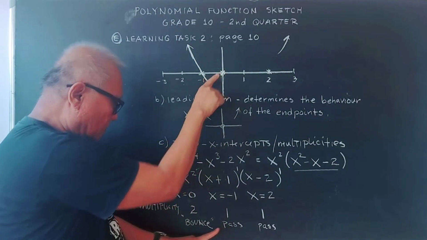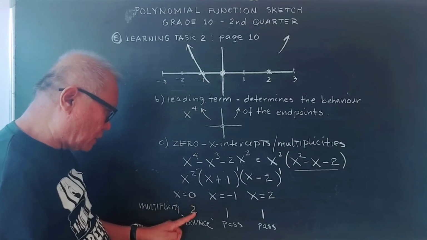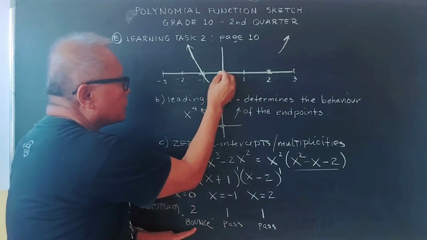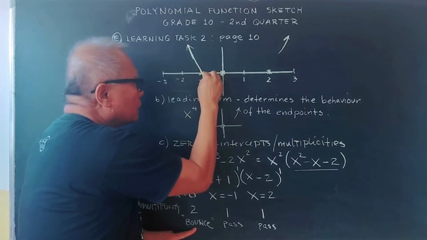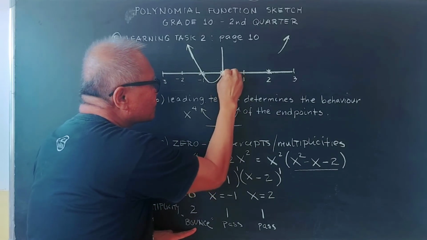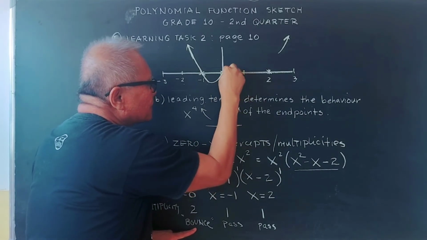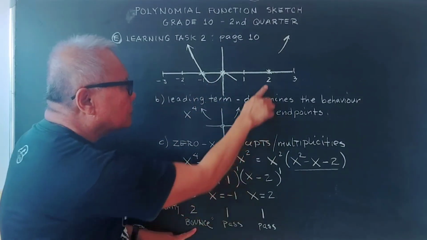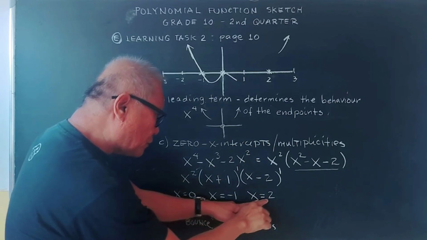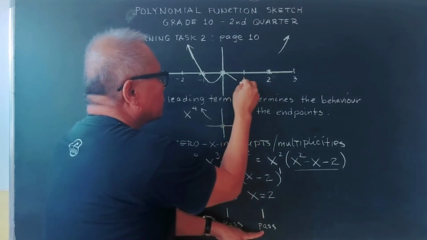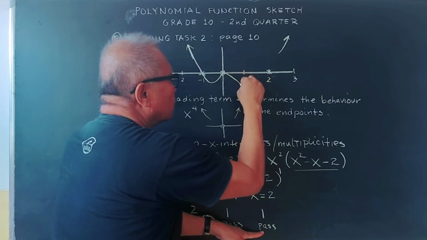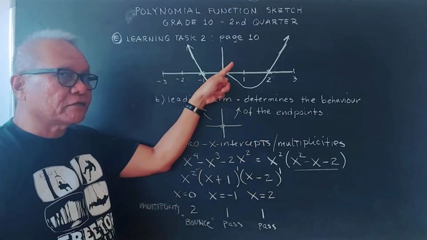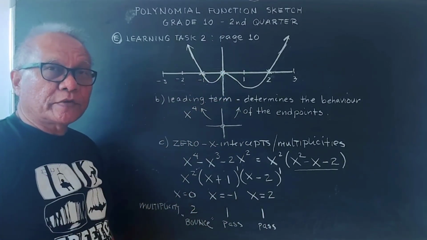And then the 0. On the 0, because the multiplicity is 2, it will bounce. It will not pass. It will just bounce here. And then the 2 here, it will just pass. So draw a smooth curve, pass here and connect it there. So this is the graph of our polynomial function.